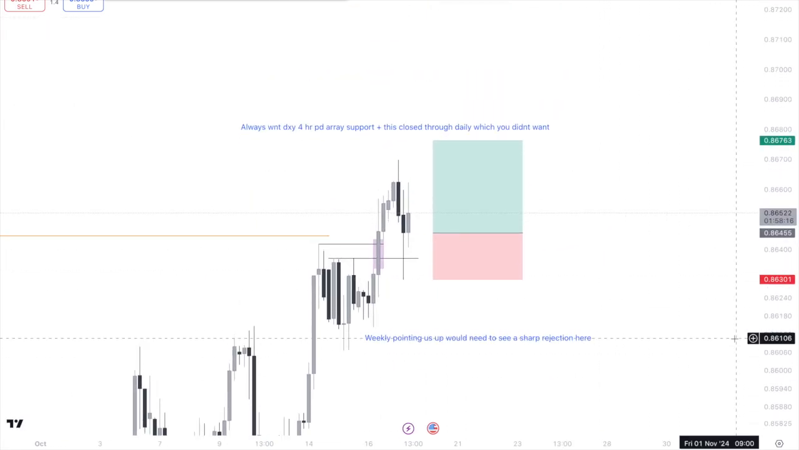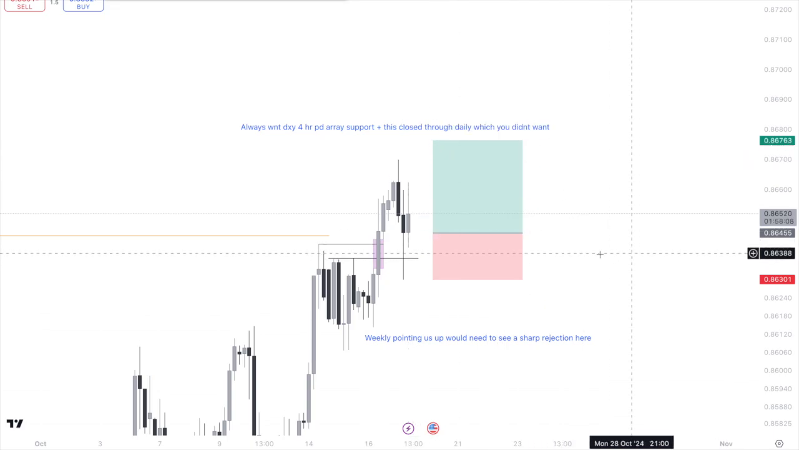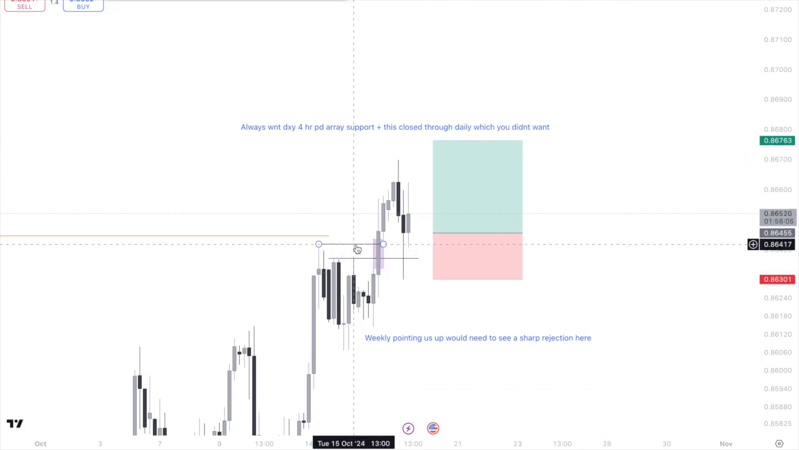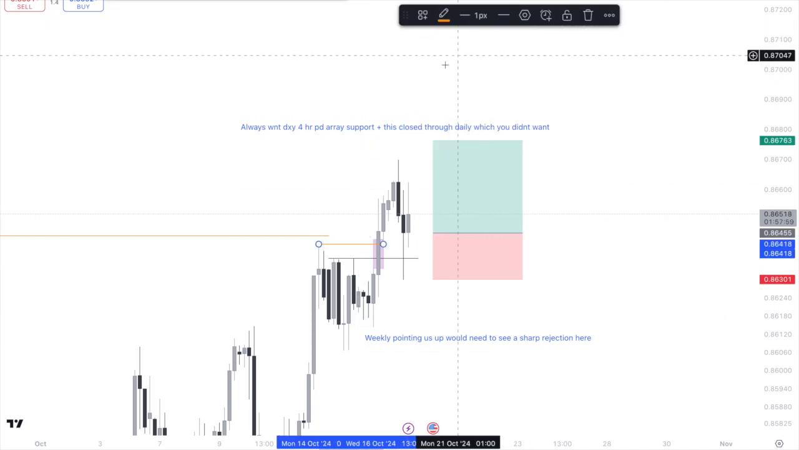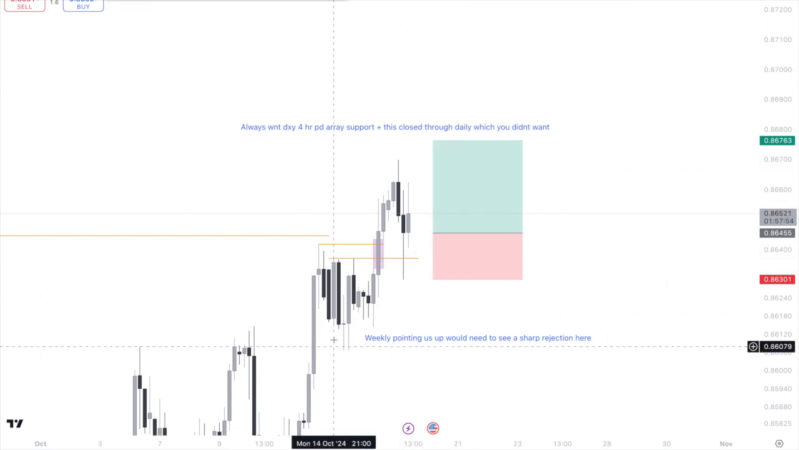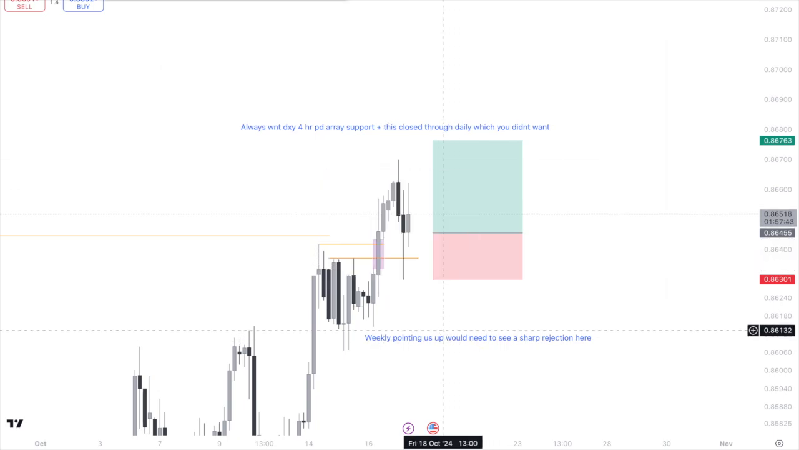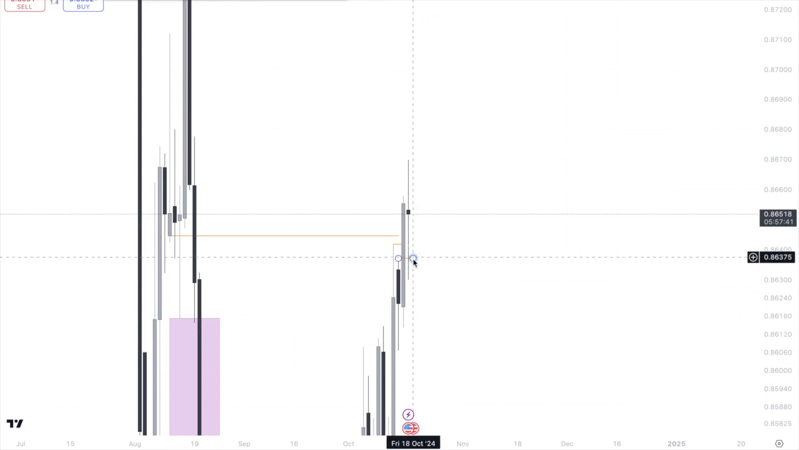see what I've written. Also want the DXY, saying we want the PD array support plus goes through the daily, which you didn't want. Okay, so the main thing is here, you had this 4 hour to continue off of. You had 4 hour overlapping with this mitigation block, and you also had this nested fair value area, which is quite nice. But this orange line, I only wanted to see us trade into the top one and not into this, because at that point on the daily, we're failing to create a new fair value gap if we trade into that orange line.